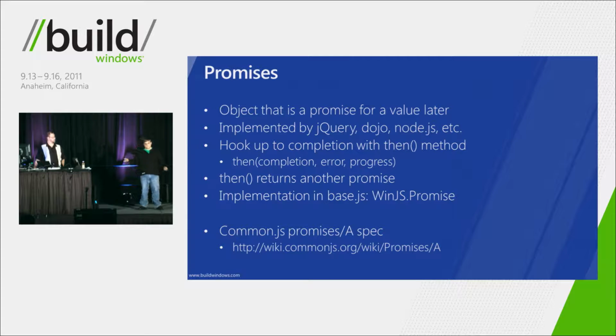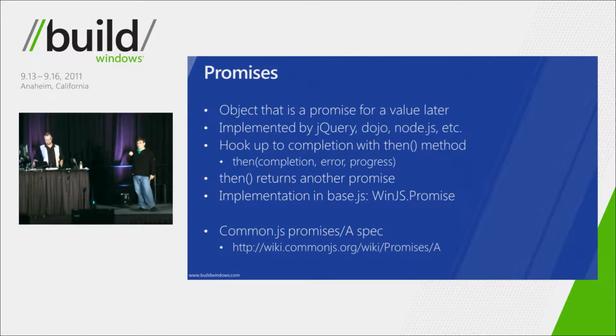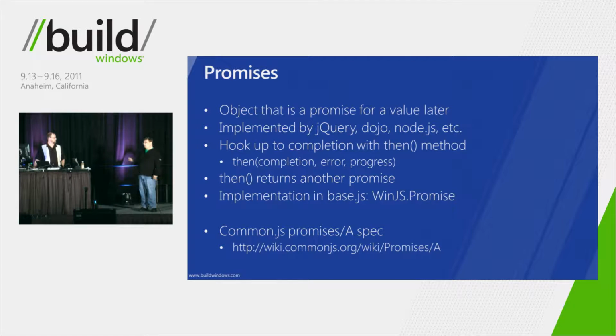A promise is an object that you can say, I want to do something when you have a value for me later. We are actually following a specification from the CommonJS community, the Promises/A spec. It is really quite a simple specification. You have an object. It has a method on it called then. The then method can take up to 3 parameters, each of which is a callback function. First parameter is completion. The second parameter is if there's an error, it will get called. And the third parameter is progress.